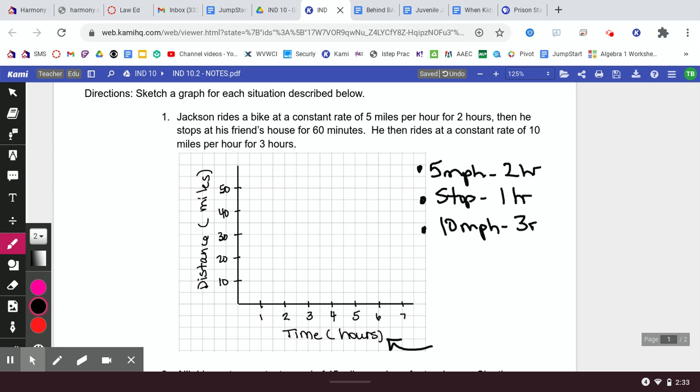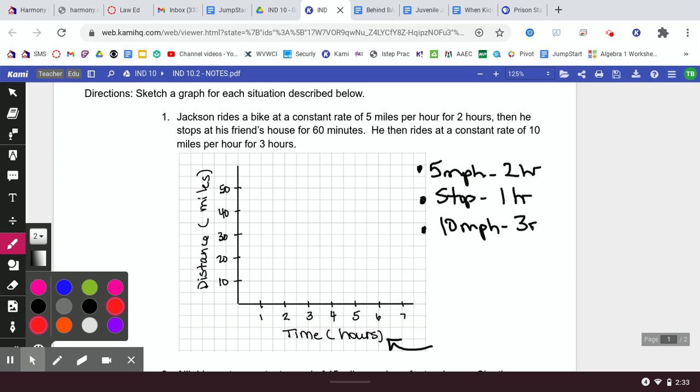So basically what we've done is we've saved ourselves the time of copying down this whole long paragraph. We don't need to copy down that it's Jackson. We don't need to copy down that it's a constant rate as long as you know it in your head. Who cares that it's at a friend's house that he stopped at? Because for right now, I'm just graphing it. I'm not having to write a story, so I don't need to add details like the fact that he's at his friend's house. Those details are already there for us. So the bullet points just kind of save you some time, and it's going to help you graph it, okay?